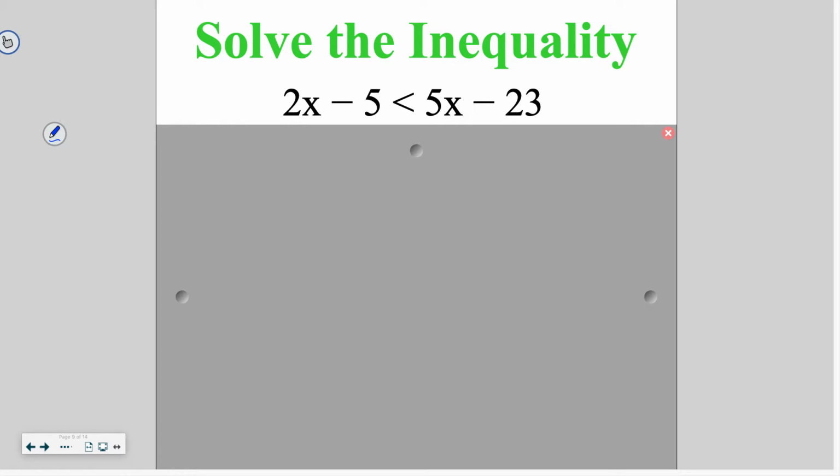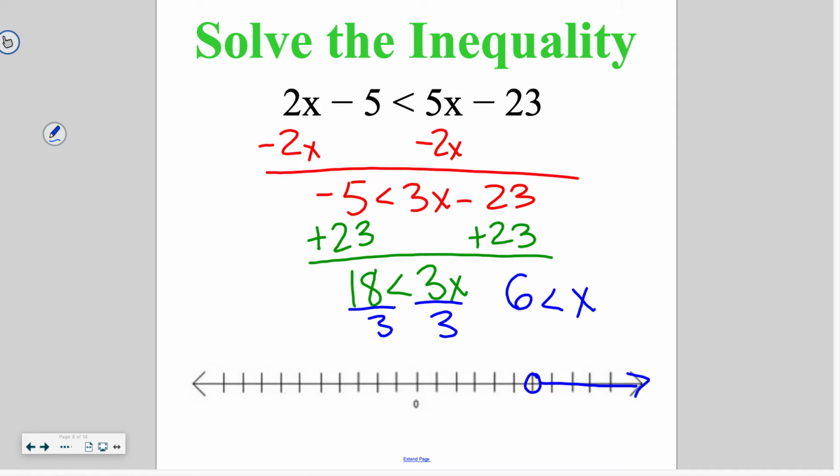Go ahead and try this one on your own. We've got subtracting to get the x's together, and then adding to get rid of our numbers, and finally dividing by 3 gives us 6 is less than x. If it helps you to have your variable on the left side, you can switch it around and say x is greater than 6. Both of those are true statements. Both of those count as the same answer and have the same graph.